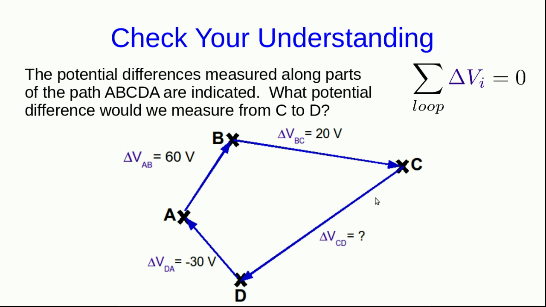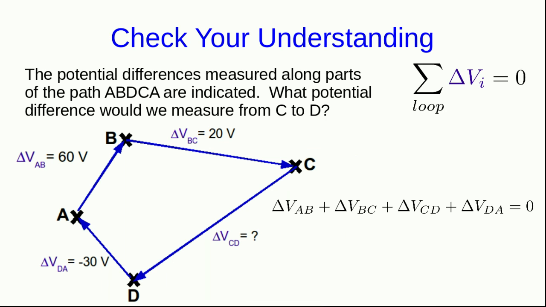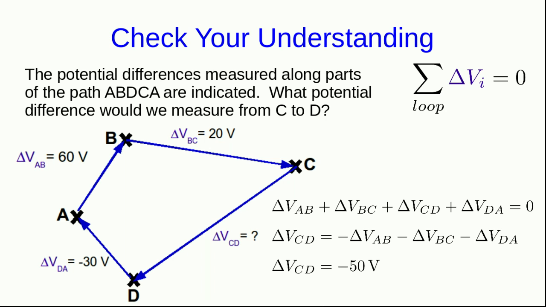Here is the question that I ended the first part of this video lecture with, and it's very simple to work out. All you have to do is construct the sum of the potential differences around the loop, solve for the one we're looking for, which is the one from C to D, and plug in the numbers, and you'll easily come up with a potential difference from C to D of negative 50 volts.